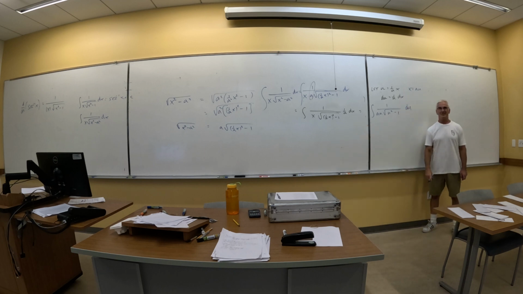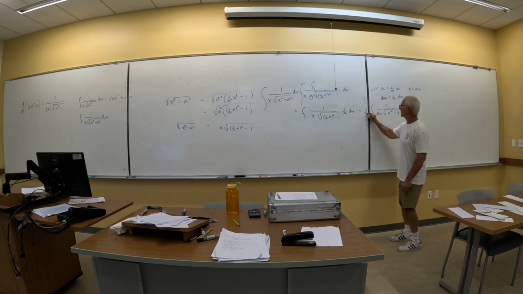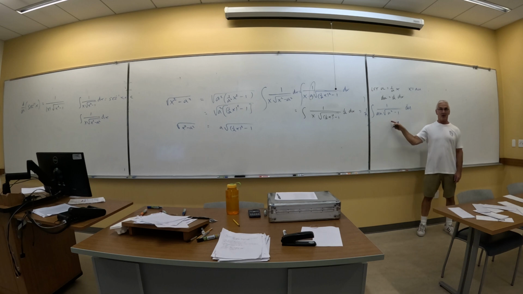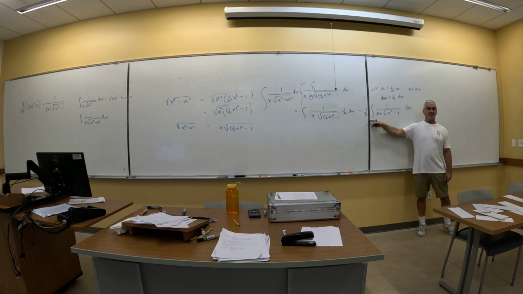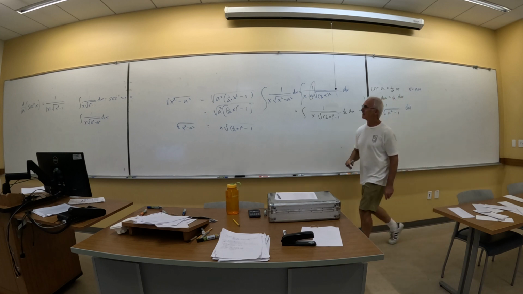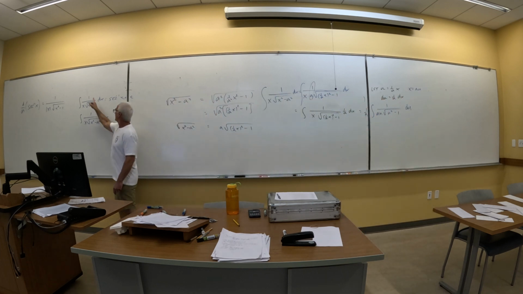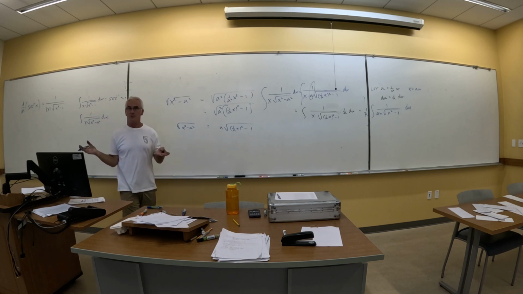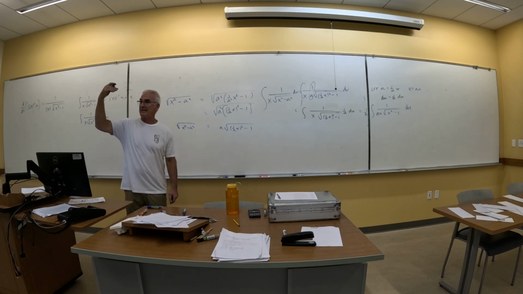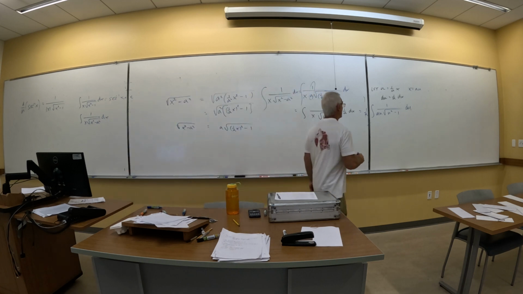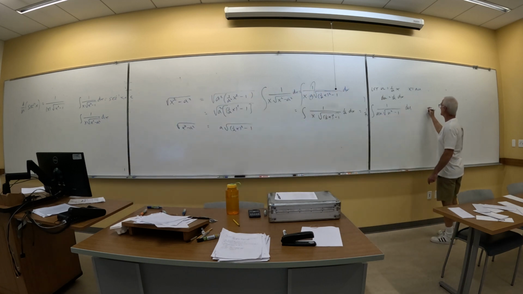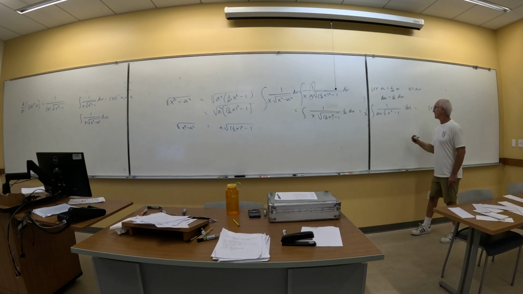Beautiful. I still don't like that a there. But can I take this and move it outside as a 1 over a? It's in the denominator, so can I move it out here? It's exactly the form I need it to be in. It's exactly the form that I can now tell you the antiderivative. So the antiderivative of this is going to be what? Inverse secant of u, times 1 over a.